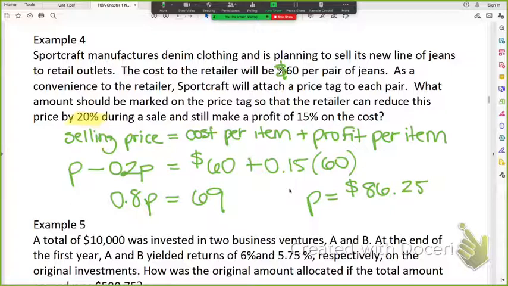All right, 3 more, and I shall be done. Okay, in example 5, this is now an investment problem. A total of $10,000 was invested in 2 business ventures, both A and B.